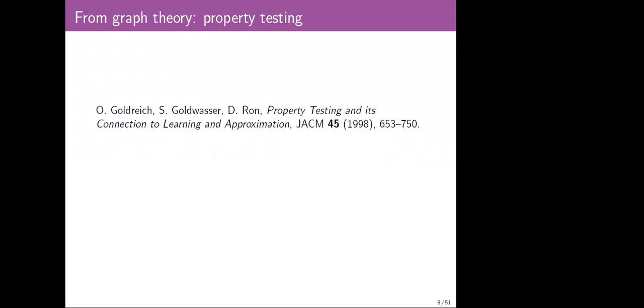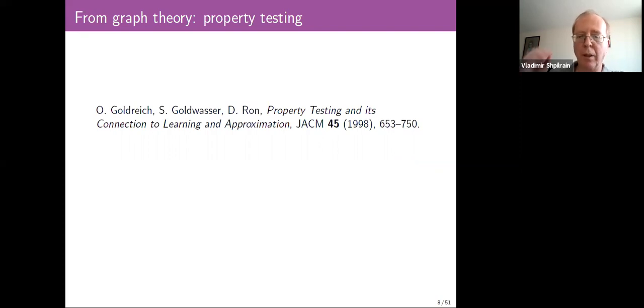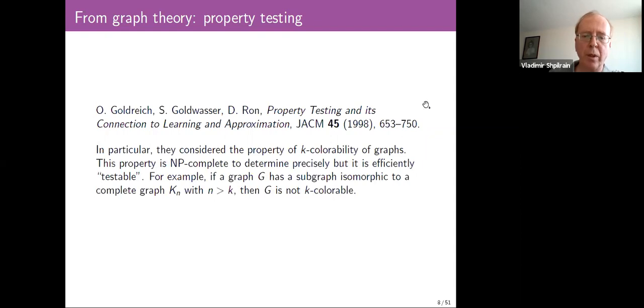All right, so there are also examples in graph theory, even though I'm not going to talk about those, but there was a lot of activity generated by this seminal paper, where in particular it was pointed out that the problem of K colorability of graphs, which is NP complete to determine precisely for any K greater than 2, may be efficiently testable, well, again, if you are lucky, right?